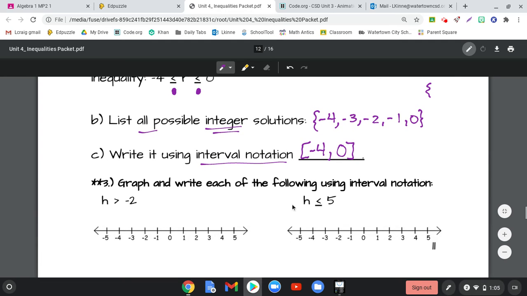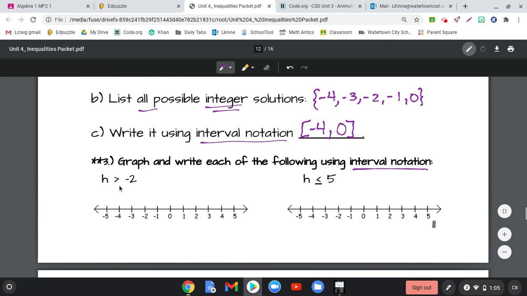All right, this one's a little different when you write the interval notation when you're looking at a single inequality. So let's graph it. You want to graph all the numbers that are just greater than -2. So I'm going to put an open circle at -2. The numbers that are greater than -2 are this way. All right, so that's not so bad, the graphing part, but the interval notation is where it gets interesting.